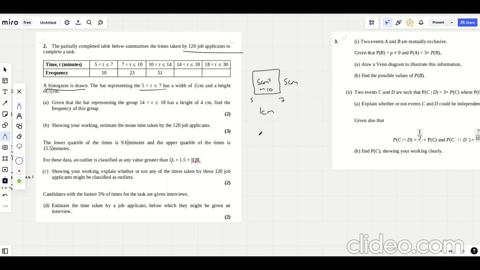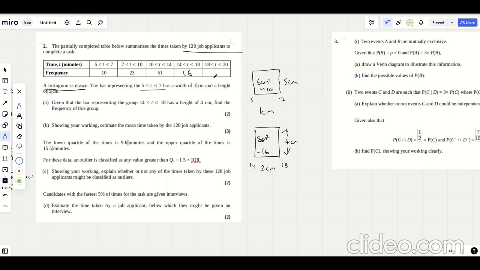So 14 to 18, well, firstly 14 to 18, the width should definitely be 2 centimeters, as a gap of 2 is 1, a gap of 4 will be 2, and it has a height of 4 centimeters. Yeah, so that's going to be 8 centimeters squared. So this is quite a nice one, really. And so it represents a frequency of 16. And now we can show the work.